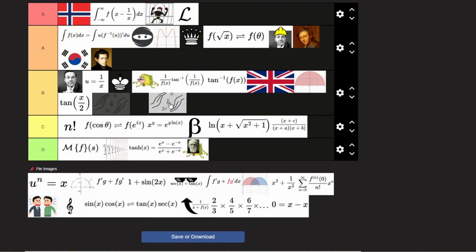Periodicity, satisfying, but is it the coolest? Probably not the coolest. I'll probably put it under the area of partial circle.